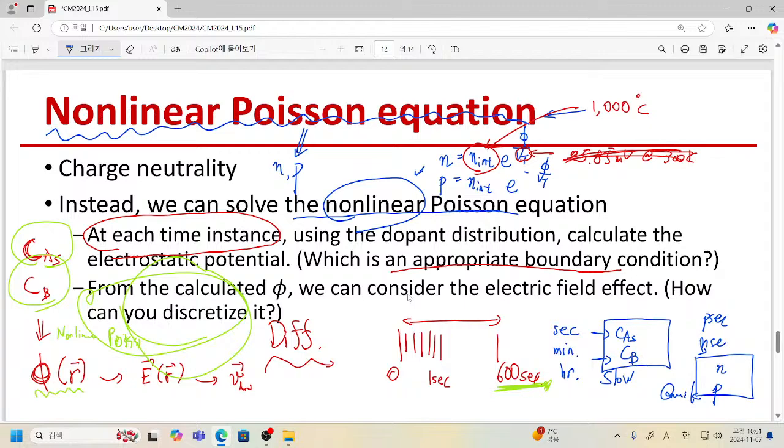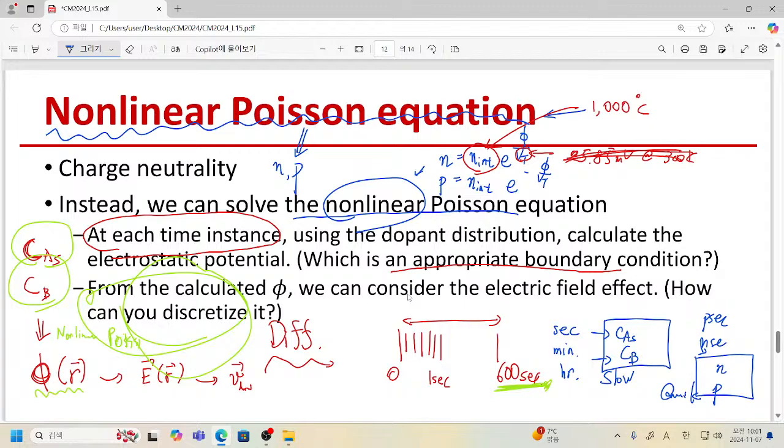So we can solve the nonlinear Poisson equation, and instead, in the long term, in its slow evolution, we can solve the diffusion equation. Okay, so this is, in my opinion, the more rigorous approach. However, in reality, when you have a look at the available codes for dopant distribution, usually they don't want to apply this rigorous approach.